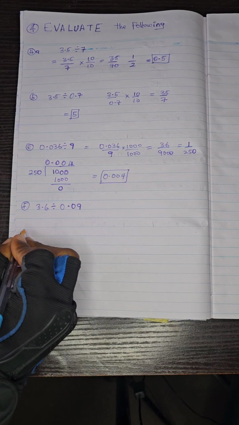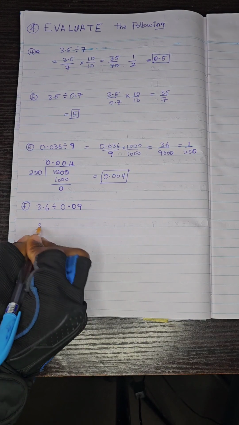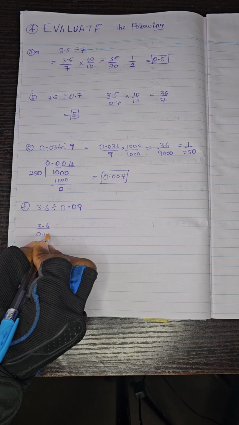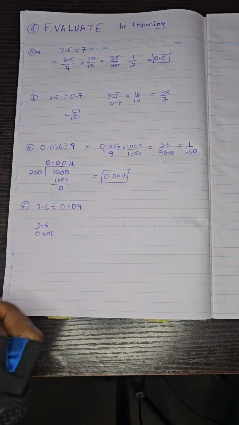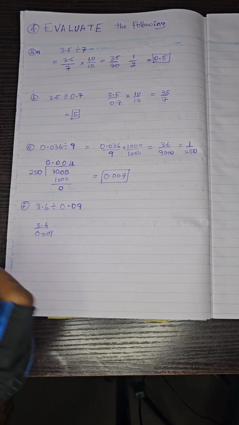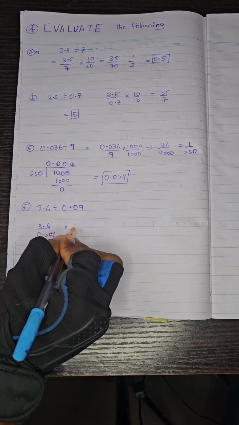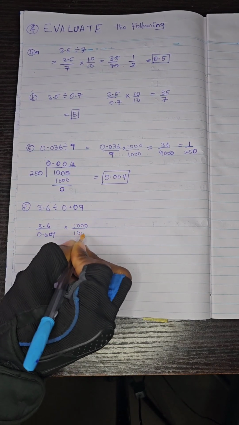So let's go to the last, which is F. I have 3.6 all over 0.009. So what are we multiplying both of them by? If you said 1000, you are correct, because the largest decimal place is 3, 1, 2, 3. So the answer is 1000 over 1000.